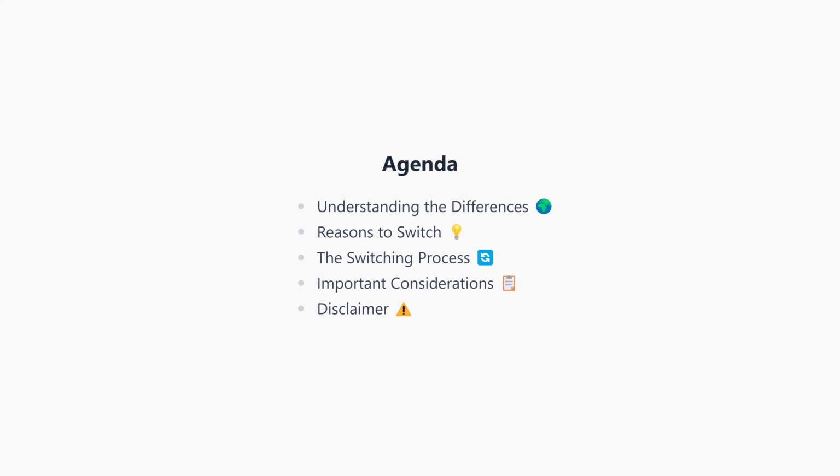Here's what we'll be covering in today's video. We'll start by understanding the differences between a K-1 Fiancé visa and the I-130 Immigrant Petition. Next, we'll discuss the reasons you might want to make this switch. Then, we'll go over the process of switching from K-1 to I-130. After that, we'll talk about some important considerations you should keep in mind. Finally, we'll cover a disclaimer about the information in this video.